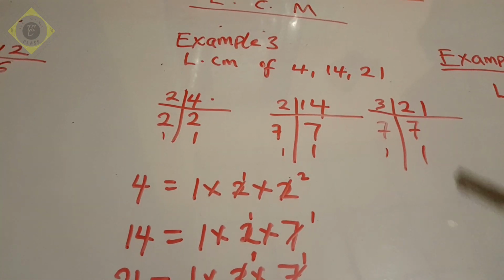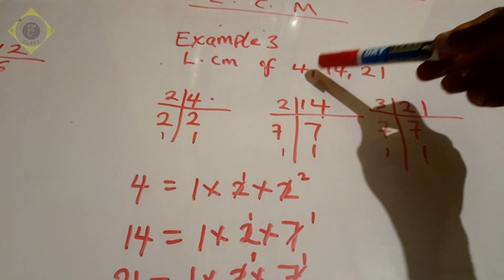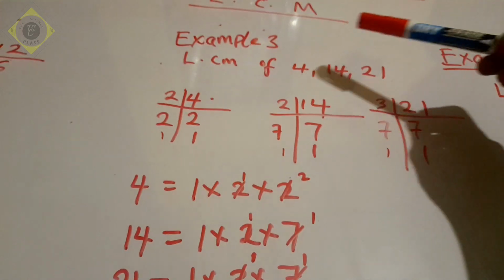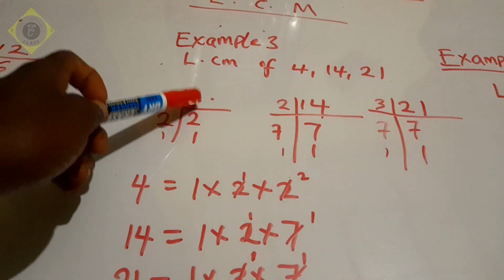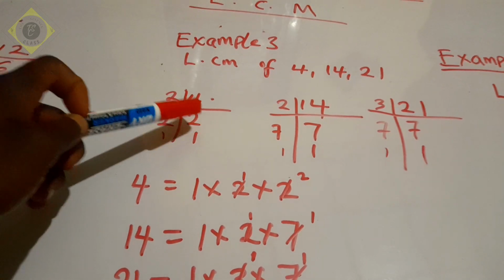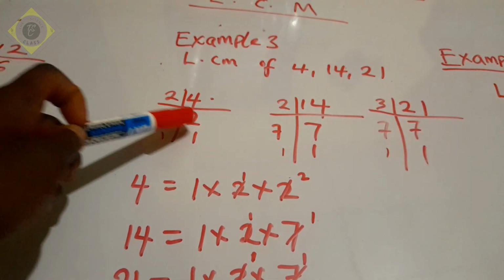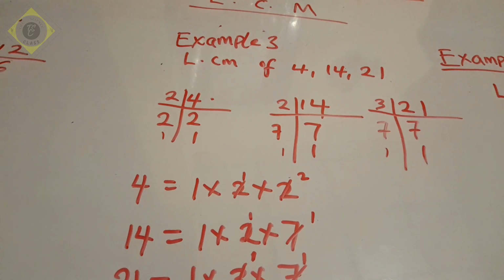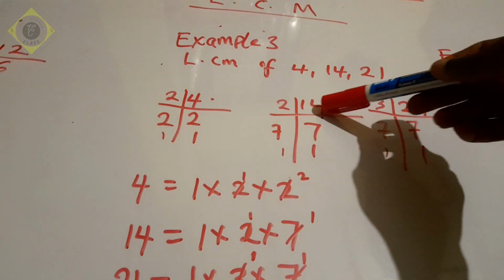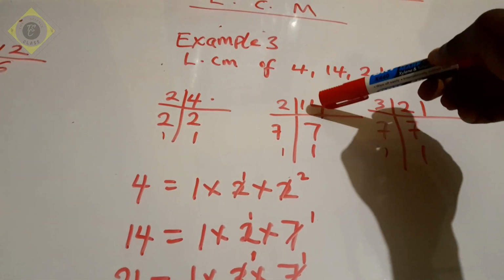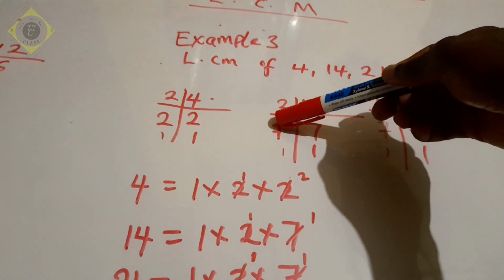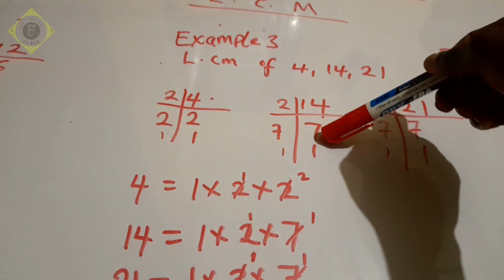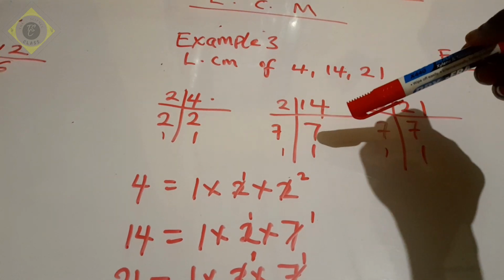The next example is LCM of 4, 14, and 21. So 4, 14, and 21, this is 4. 4 divided by 2 gives you 2. 2 divided by 2 gives you 1. And that's the end. 14 divided by 2 is 7. 3 cannot go in 7. So we'll jump to the next prime number, which is 5.